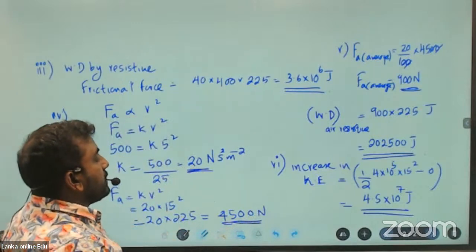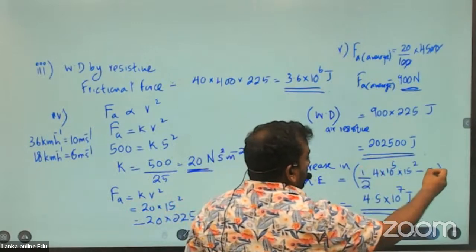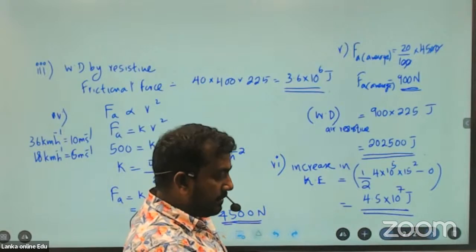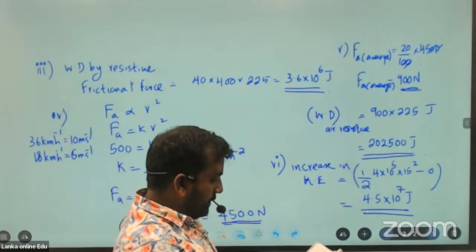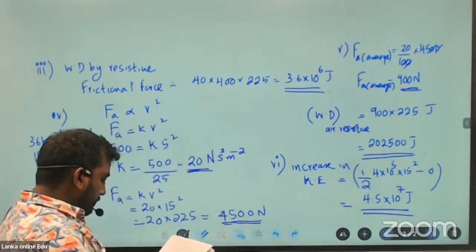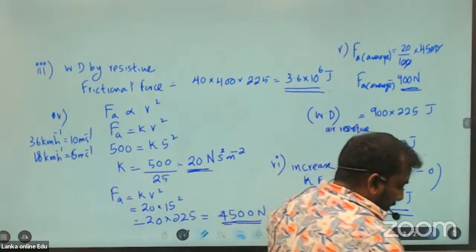Increase in kinetic energy is final kinetic energy minus initial kinetic energy. From there you will get 4.5 10 to the power 7. So pretty direct in the basic calculation, right? Hence find the power. So what is the power?